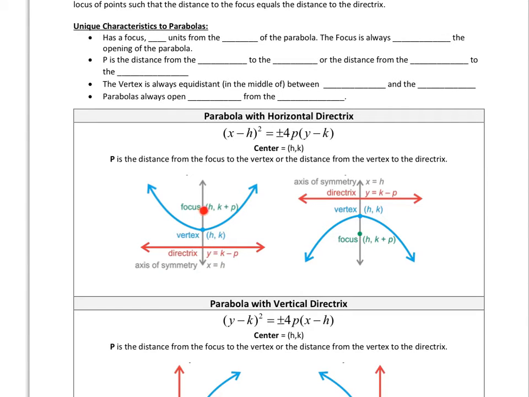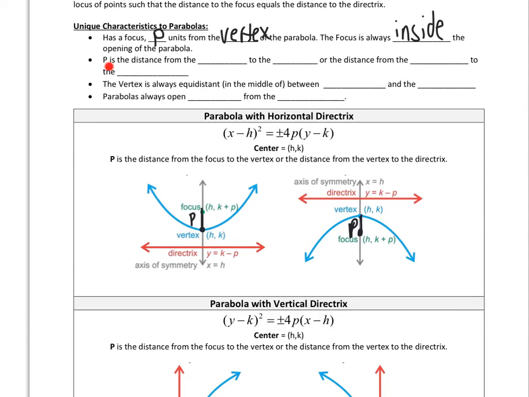It has a focus, like everything else, but it is now p units. So we're going to say the distance from the focus to the vertex is p. So this focus is p units from the vertex, and the focus is always inside the opening of the parabola. That's where it exists. So in this picture here, here's my focus, here's my vertex, it's p units from the vertex to the focus.